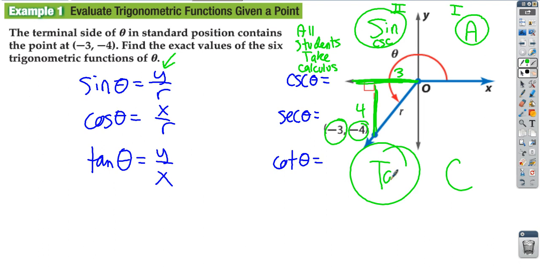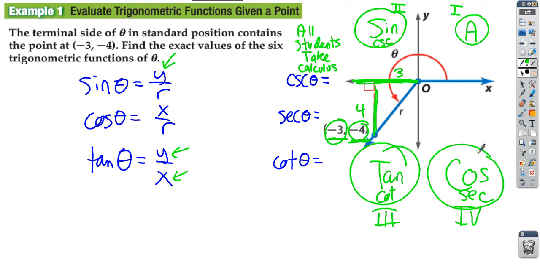Down here in the third quadrant, only tangent and its reciprocal cotangent are positive. And why is that? Because tangent is y over x, and in the third quadrant, both y and x are negative. You can see that based on that point. So a negative over a negative is going to give you a positive tangent. And then finally, in the fourth quadrant, cosine and its reciprocal secant are the ones that are positive, because in this fourth quadrant, only the x values are positive, and cosine is x over the radius.